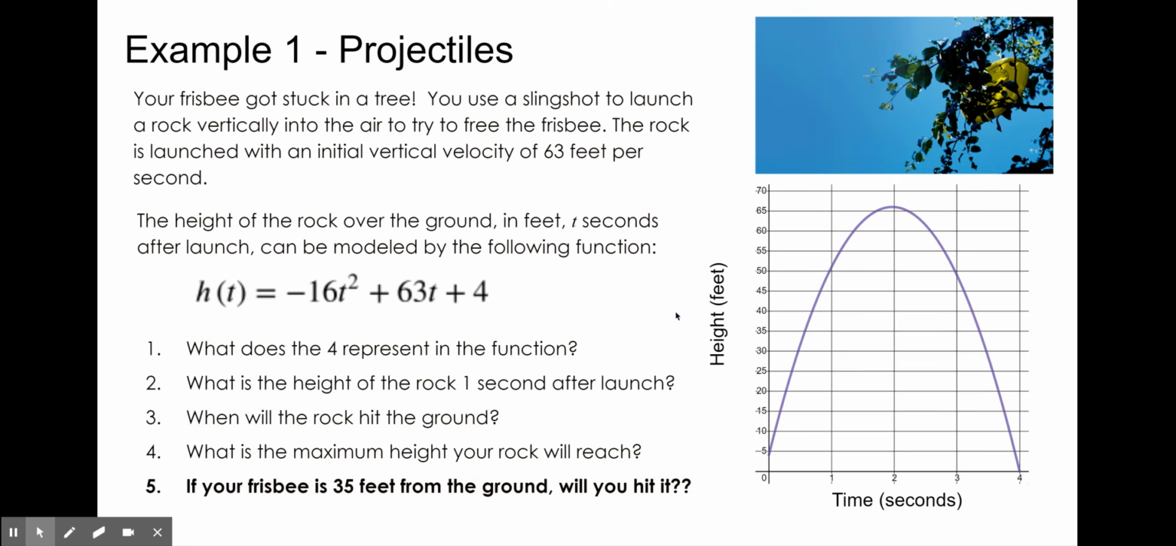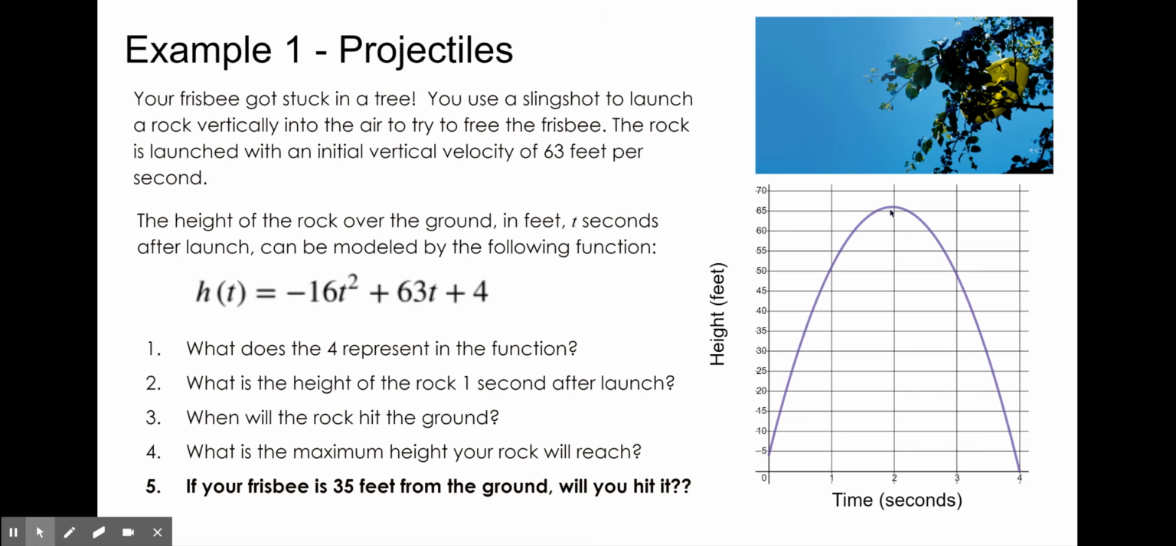Some questions we might ask are, what does the 4 represent in the function? What is the height of the rock 1 second after launch? Looking at the graph, I can see that the height is a little bit over 50 feet. When will the rock hit the ground? I can see that when time is 4, the height is 0. What is the maximum height your rock will reach? Well, it looks like our vertex is around 2 seconds, and the maximum height is slightly over 65 feet.